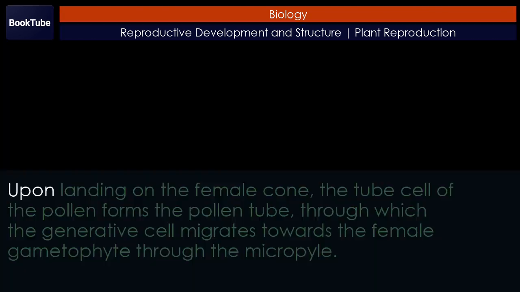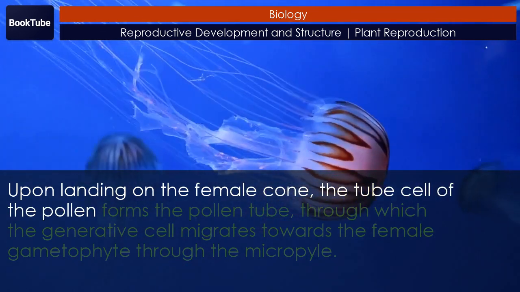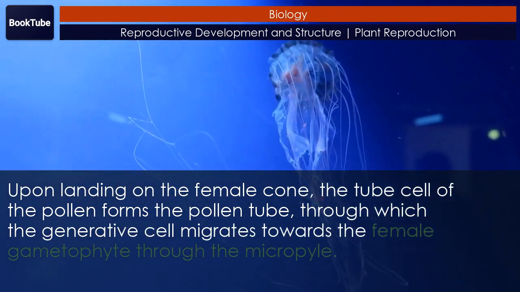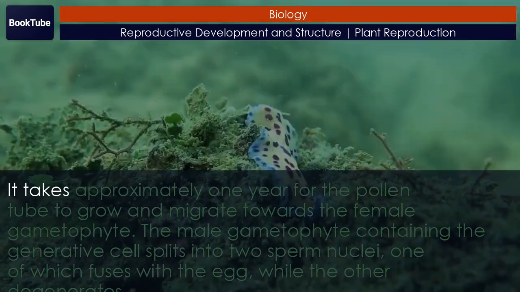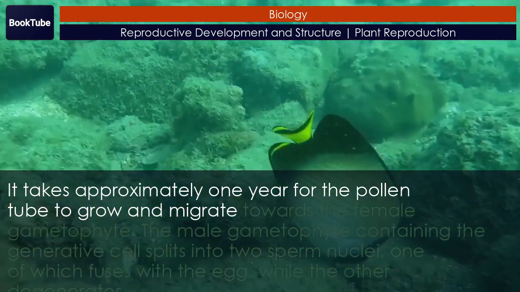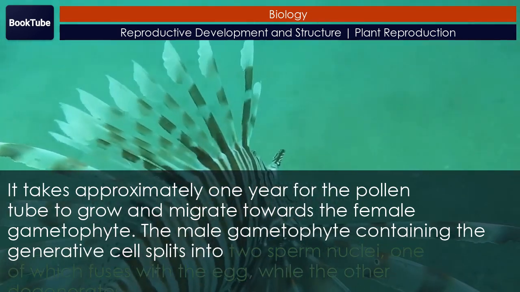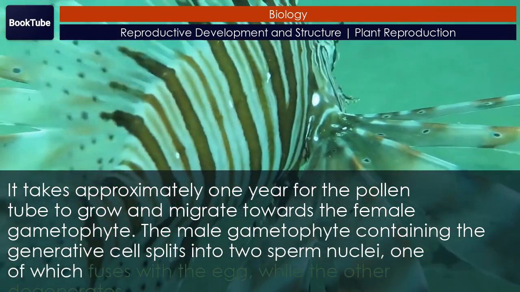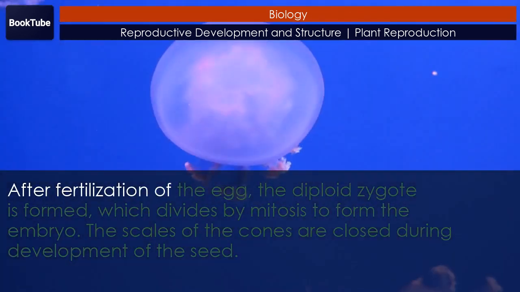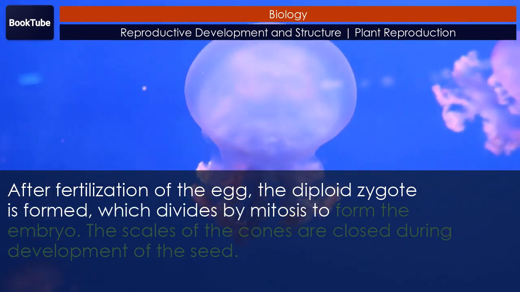Reproductive process. Upon landing on the female cone, the tube cell of the pollen forms the pollen tube, through which the generative cell migrates towards the female gametophyte through the micropyle. It takes approximately 1 year for the pollen tube to grow and migrate towards the female gametophyte. The male gametophyte containing the generative cell splits into 2 sperm nuclei, one of which fuses with the egg, while the other degenerates.